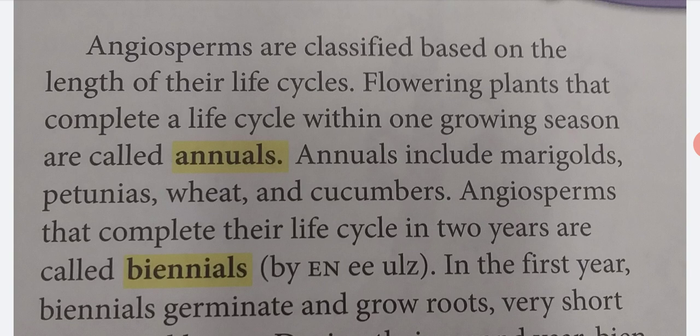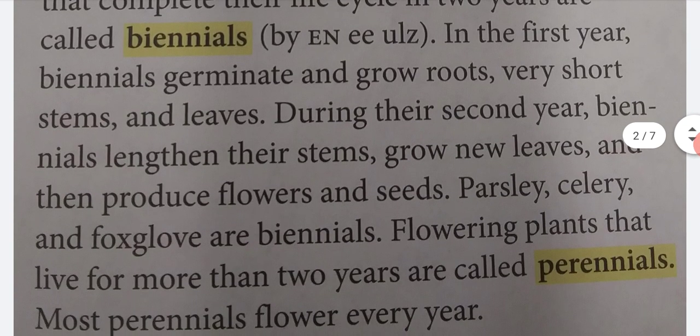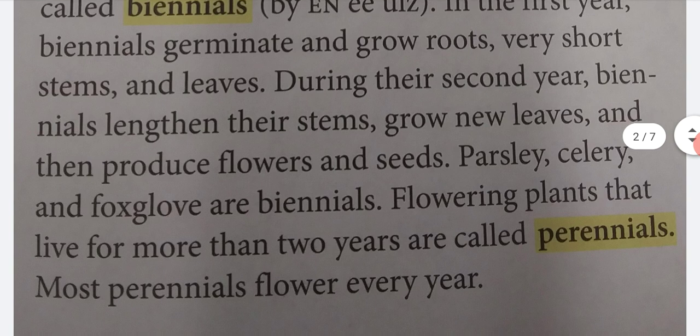Angiosperms that complete their life cycle in 2 years are called biennials. In the first year, biennials germinate and grow roots, very short stems, and leaves. During their second year, biennials lengthen their stems, grow new leaves, and then produce flowers and seeds. Parsley, celery, and foxglove are biennials.